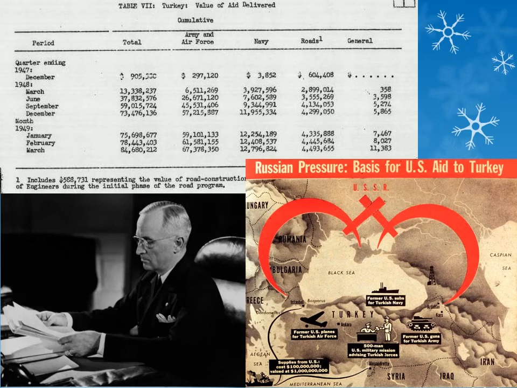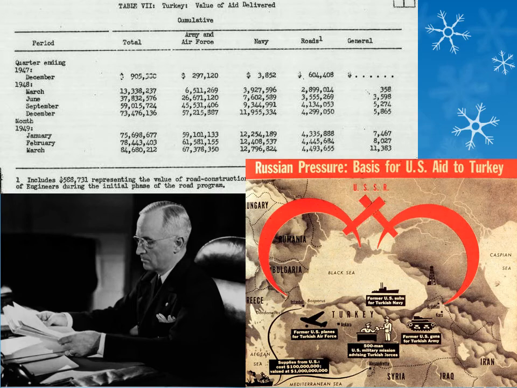Okay, this is potentially one of the more important documents for the future of the Cold War. But you have Truman is sitting there in the picture. You have Russian pressure, basis for U.S. aid to Turkey, and you can see the Soviet clause. And then in the map of Turkey, you can see we have some former U.S. ships in the Turkish Navy. You can see some guns in the Turkish Army, some tanks in the Turkish Army, some planes.